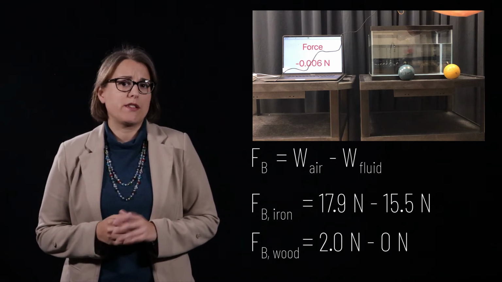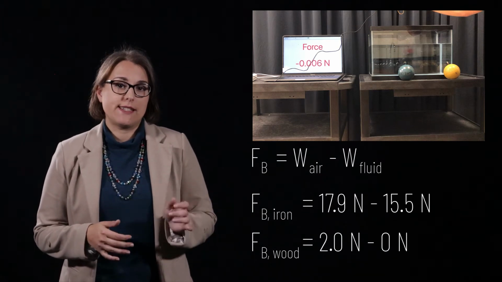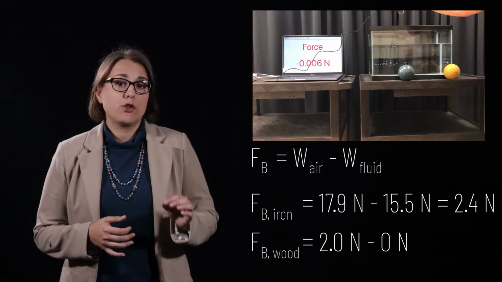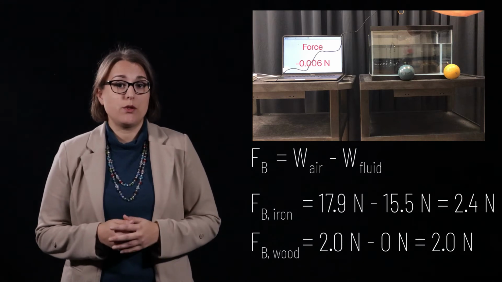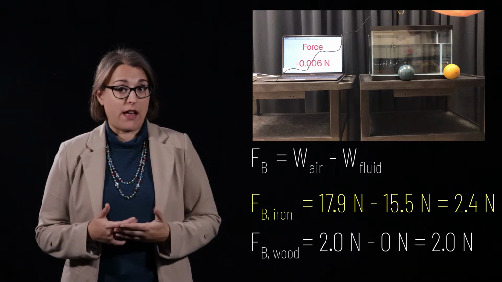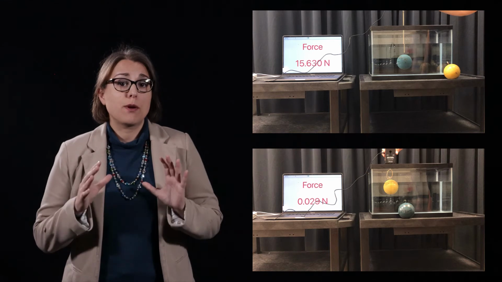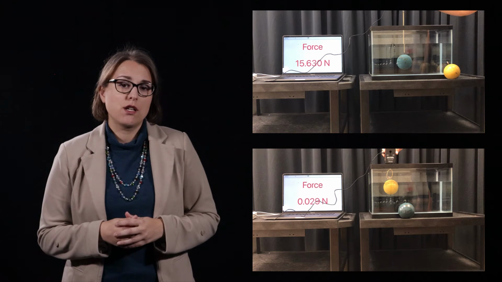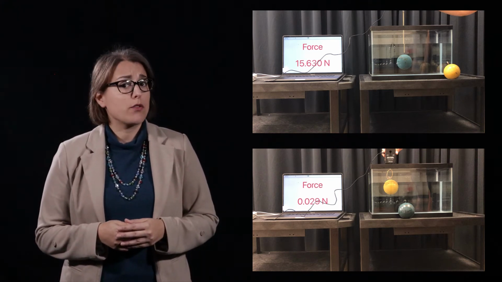Using the equation for buoyant force, we see that the buoyant force acting on the iron sphere is 17.9 minus 15.5 newtons, or 2.4 newtons. The buoyant force acting on the wood sphere is 2 newtons. There is more buoyant force acting on the iron sphere than the wood sphere. Archimedes' principle also backs this up. Remember that the buoyant force is equal to the weight of the displaced water. Which of these spheres displaces more water, the iron or the wood?